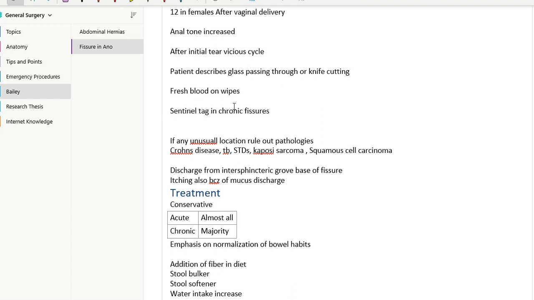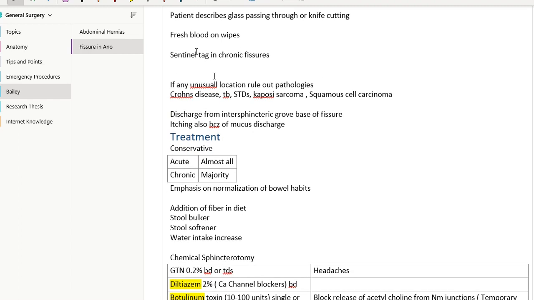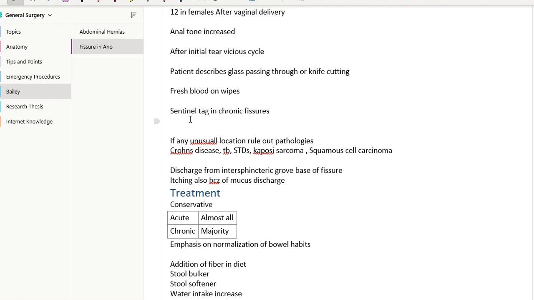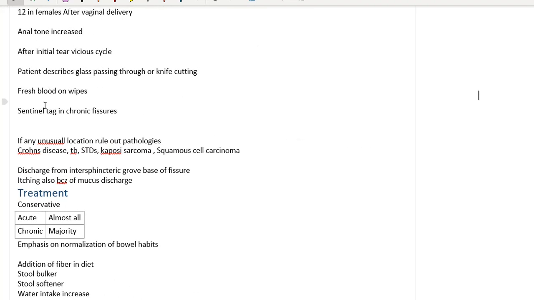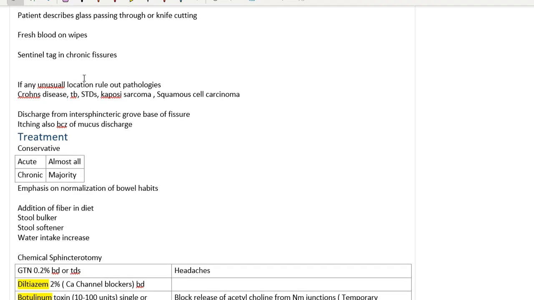Fresh blood on wipes, it's usually after defecation, understand, and usually bright red colored blood. And if a patient is having a chronic fissure, you will also find a sentinel tag. Okay, a sentinel tag is usually present in chronic fissures because of continuous healing and continuous tearing. It will lead to fibrosis, and there will be huge side tags which are called sentinel tags. It's mostly present in chronic fissures.